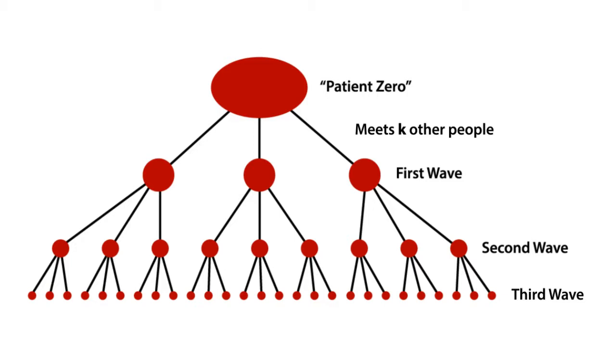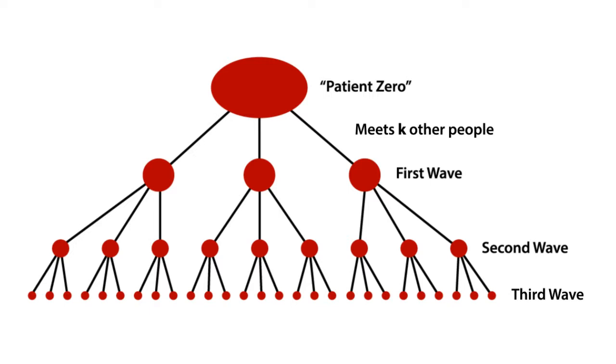Everybody has k nodes below them in the next wave. Okay, that's the structure of the contacts. We haven't yet talked about how the disease spreads. The way the disease will spread is again by this coin flipping model. Patient 0 is sick, and with each of their k contacts, a coin is going to be flipped. The coin has a probability p of coming up heads, and if it comes up heads, the person they meet gets sick. We're going to flip that coin independently for the k people that they meet.